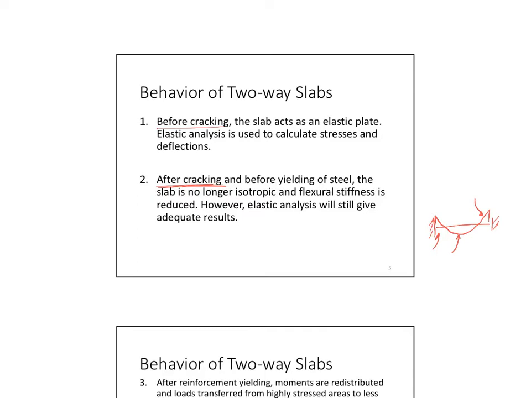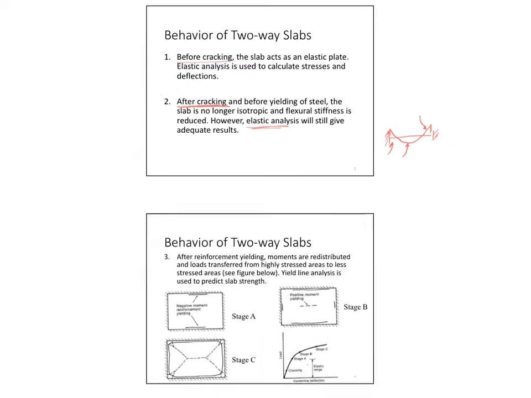after they happen and before yielding of steel, the slab is no longer isotropic, which means the two different directions are not working in the same behavior. And then flexural stresses are reduced. However, the elastic analysis can still be giving us adequate results.